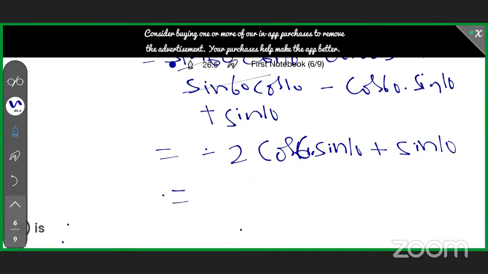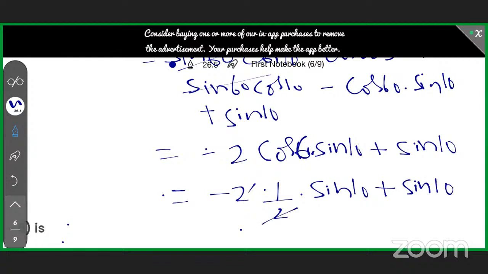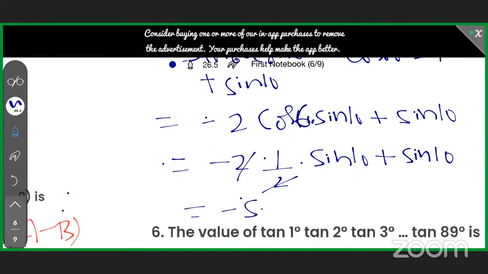This will give me what? Minus 2, that is the value of cos 60, 1 by 2 into sin 10. I'm keeping plus sin 10 as it is. The 2 gets cancelled, so minus 1 into sin 10 will give me minus sin 10 plus sin 10. So both minus sin 10 and plus sin 10 get cancelled and I get my value as 0. Okay, now we'll solve the next problem.